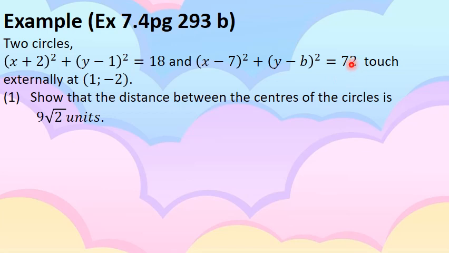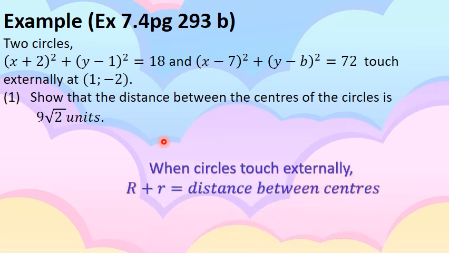So if you were to sketch this or try and imagine it in your mind, you can already know that this is going to be the bigger circle, while this one on the left is going to be the smaller circle. Right, they touch externally at this given point. So that's the situation where they're just touching each other, almost as if they were tangents to each other. Okay, now we need to show that the distance between the centers of the circles is 9√2 units.